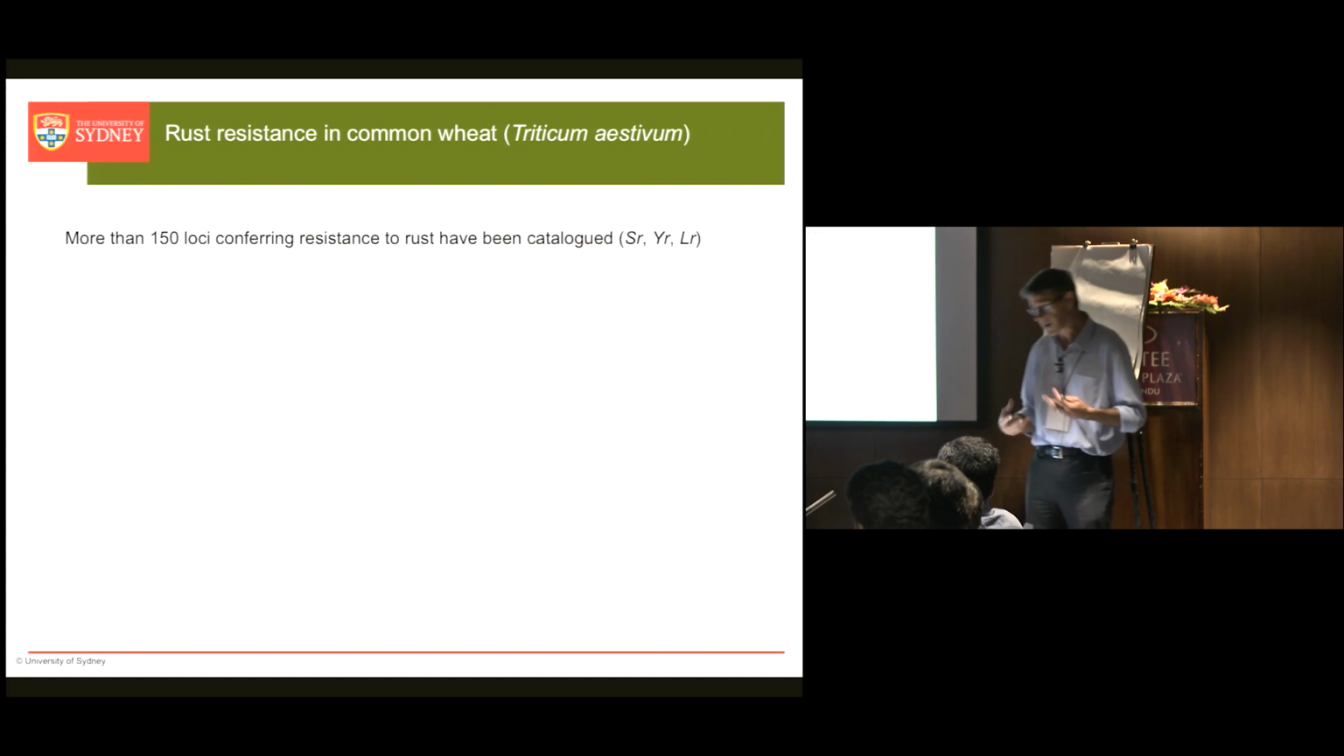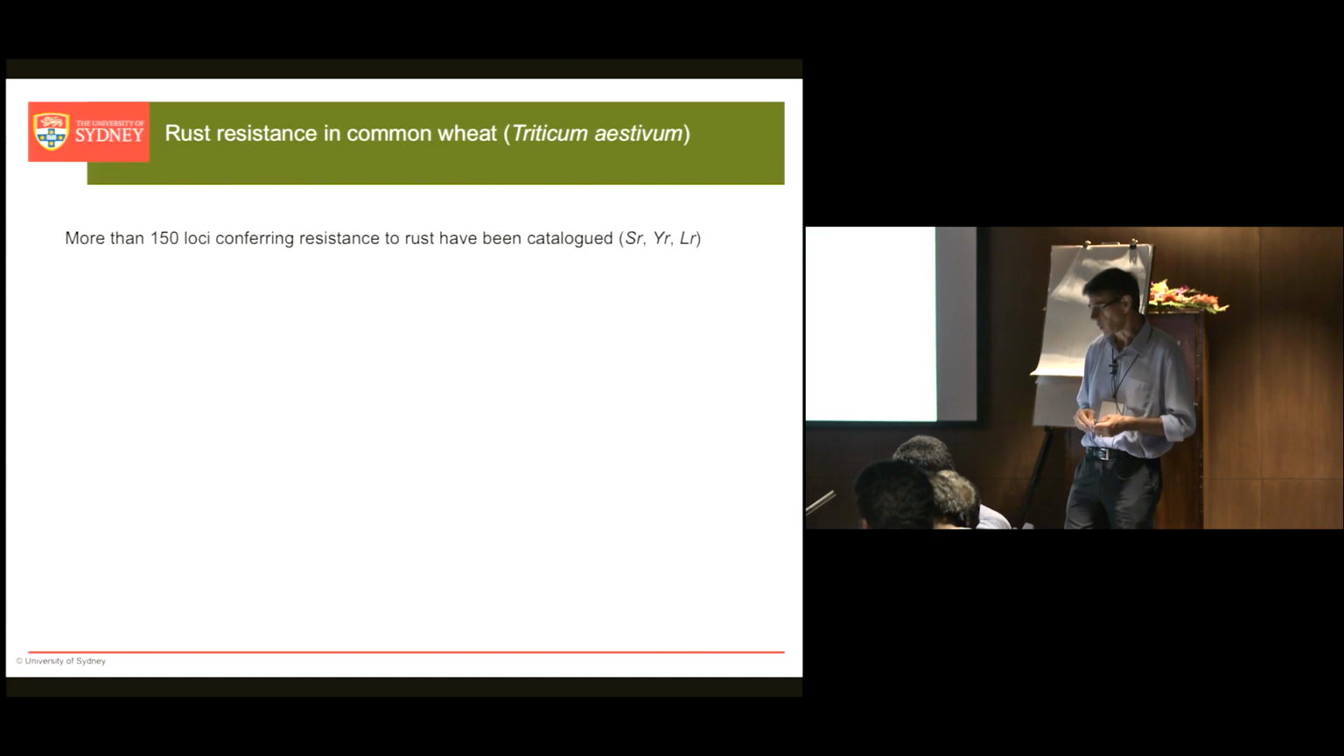All right, we've actually so far found more than 150 genes or genetic loci in wheat that give resistance to rust. And these are called Sr genes, Yr genes, or Lr genes. I was talking before about Yr A, Yr6, Yr7. Zach was talking yesterday about Sr2. We've talked about Lr34/Yr18. These are all loci that have been mapped in hexaploid wheat down to regions on chromosomes that confer resistance to rust pathogens.